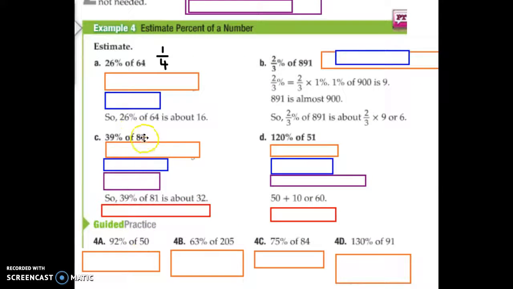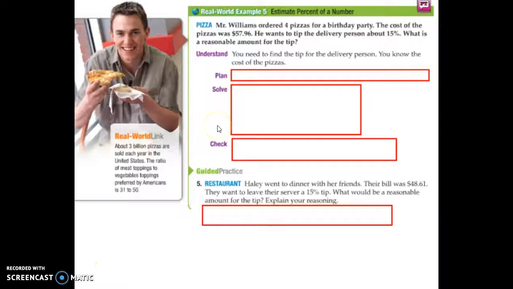Sometimes we're going to estimate our normal number. Sometimes we're going to estimate our percent. Sometimes we're going to do both like we did here in D. We could have done it in C also. Now make this 40% and make this 80. Okay? It's going to be pretty close to the same thing. We're just estimating. Alright. Last one.